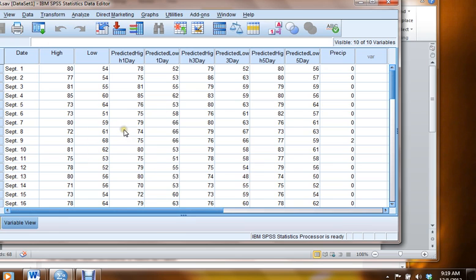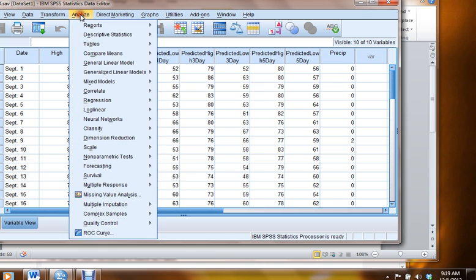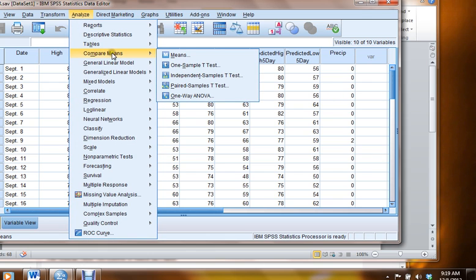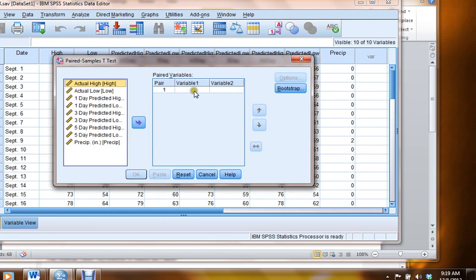So in order to complete our paired samples t-test, once we have the data set loaded into SPSS, we'll go up to the Analyze menu, we'll go to Compare Means, and we'll select the paired samples t-test. Now in here we need to put in the two different variables that are going to be paired together. So we'll drag the actual high temperature over into variable number 1, and we'll drag the 5-day predicted high temperature over into variable number 2.